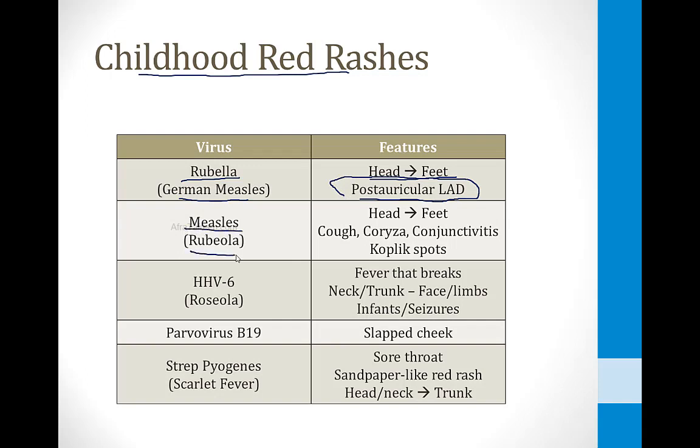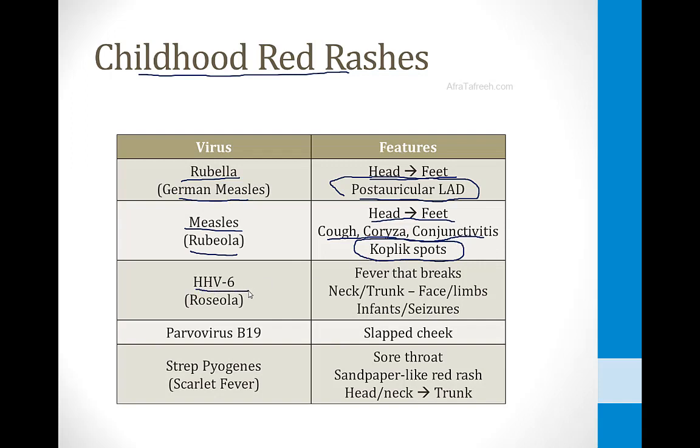Measles is also called rubeola. It causes a maculopapular rash from the head to the feet just like rubella. What's unique about measles is that it will have the 3 C's of cough, coryza, and conjunctivitis, and also the Koplik spots in the back of the throat are unique to measles infection.